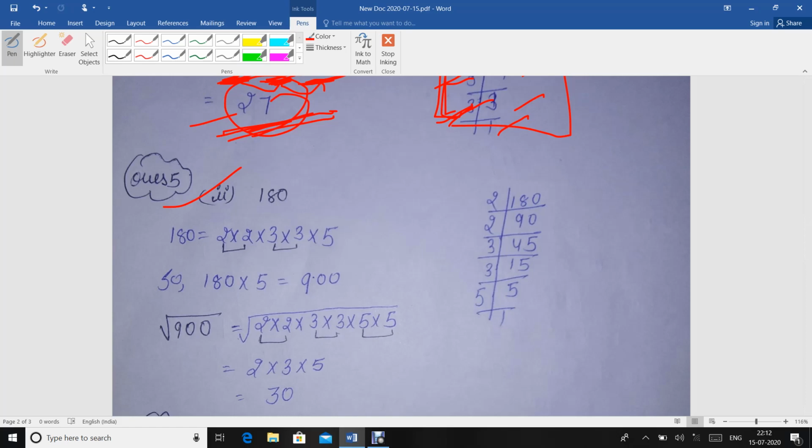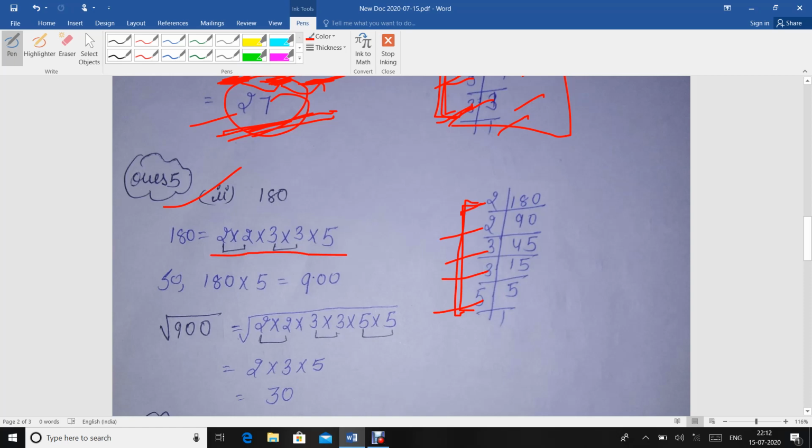First of all, we have to do the prime factorization of 180. After doing the prime factorization of 180, we will get these prime factors: 2 multiplied by 2 multiplied by 3 multiplied by 3 multiplied by 5. These are the prime factors of 180.